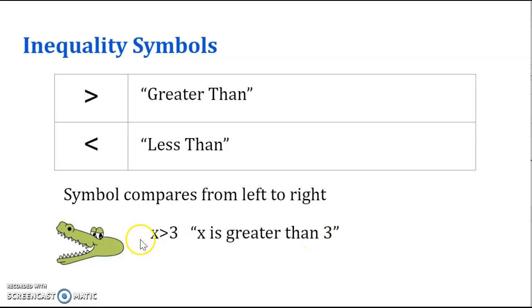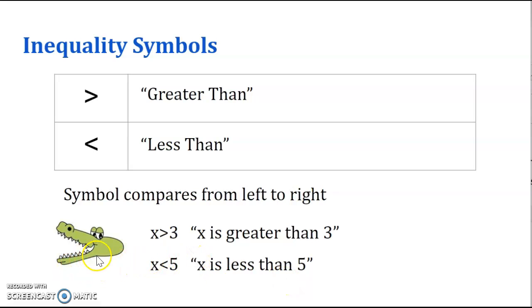That's how you read it from left to right. What about this? How would you read this? X is... okay, looking at this alligator mouth, the inequality sign is opening to 5. That means 5 is a bigger number than x. So if 5 is bigger, that means x is smaller than 5, right? So x is smaller than, or we say less than 5. So that's how you read it.